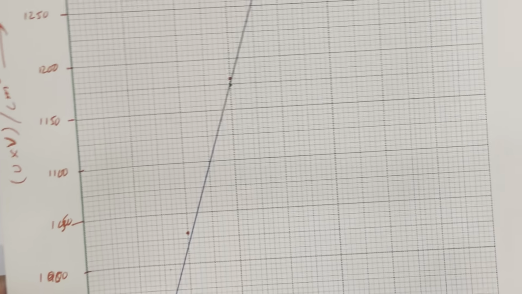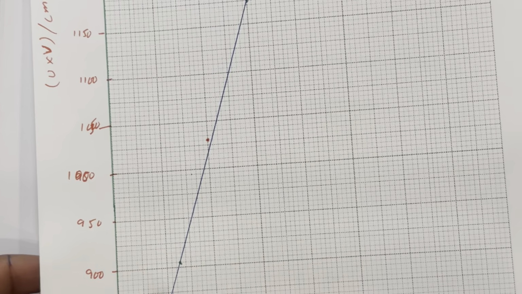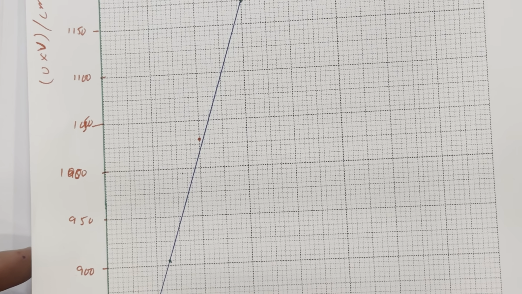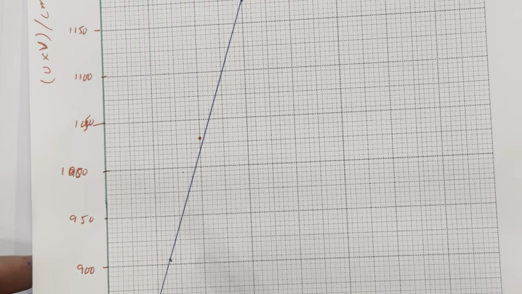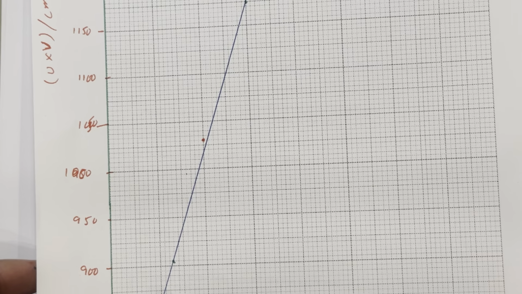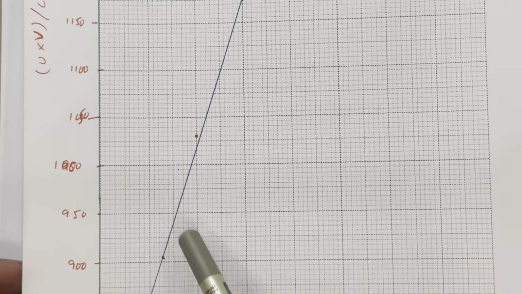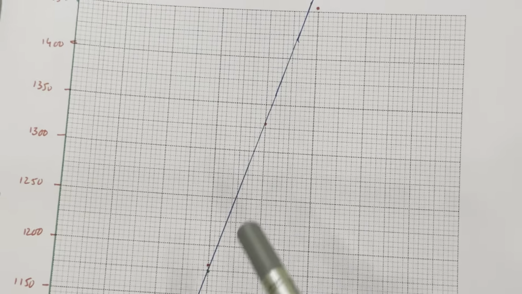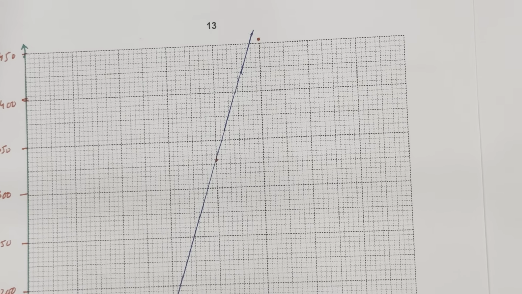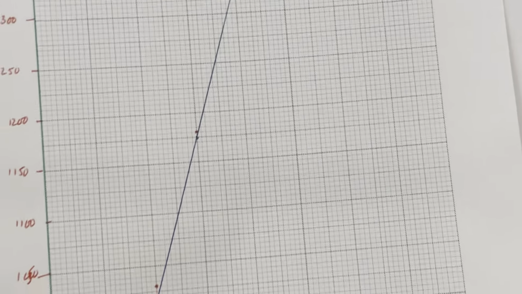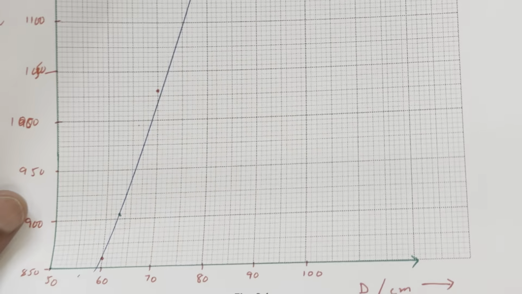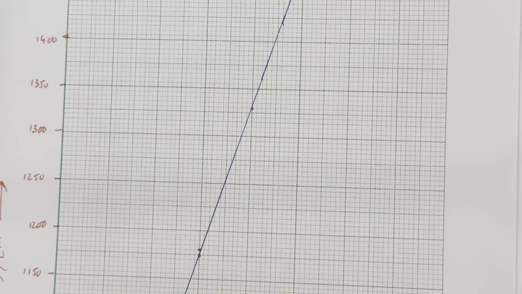Now I have already plotted this graph. The first point was at 60 and 860. Then all those points are plotted. Okay, so this is how I draw the best fit line. It doesn't need to cross all those points, but it does need to show the effect of all those points.